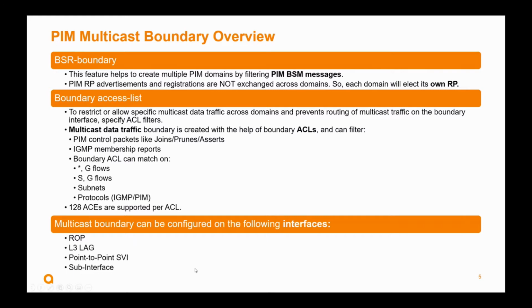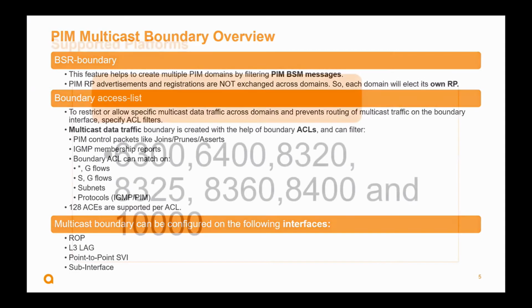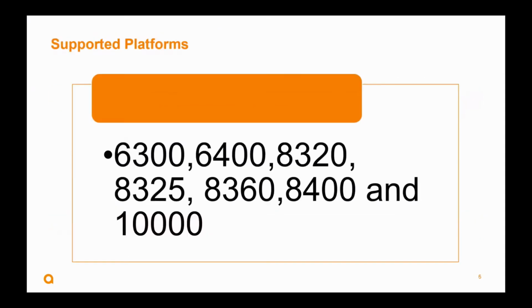Now, what type of interfaces can we configure these features on? On our routed ports, L3 LAG, point-to-point SVIs, right? And sub-interfaces, specifically on the 8360 in that case. So which platforms support this? The 6300 series, the 6405, 6410s, for example, the 8320s, the 8325s, 8360s, the 8400, and the 10,000 switches.